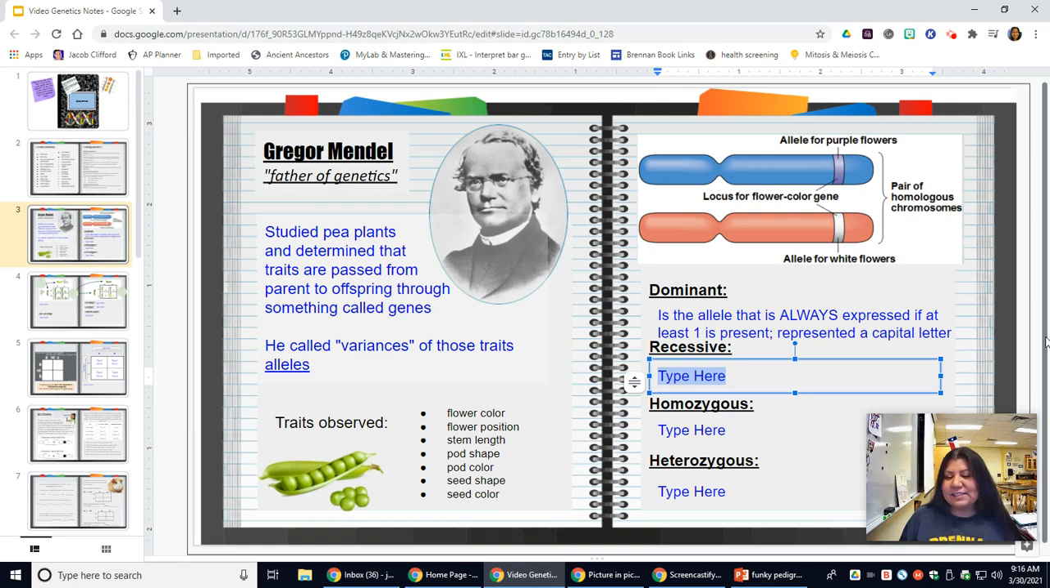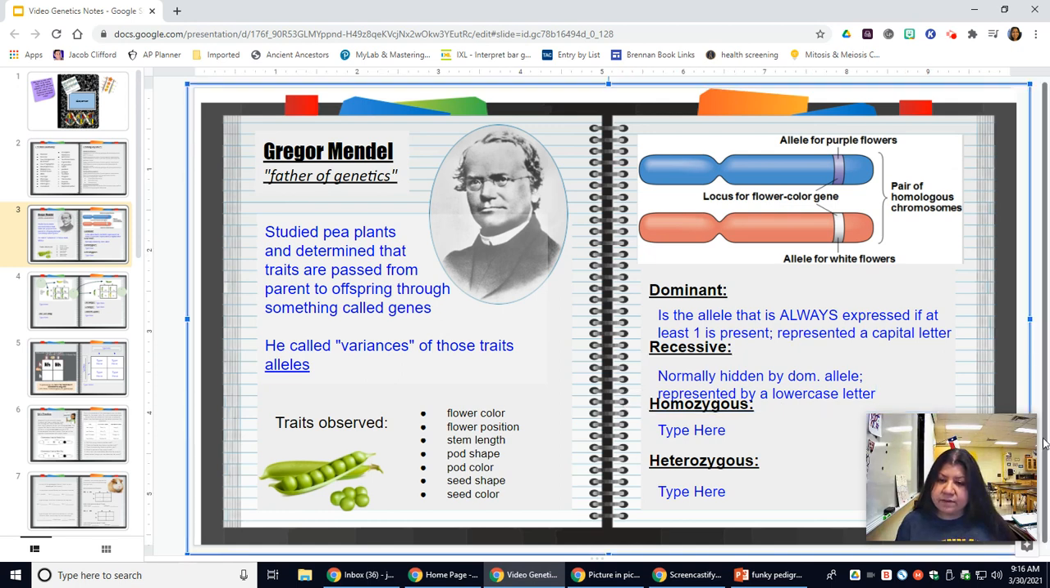Okay, all right. So my recessive allele. Okay, so the recessive allele is normally hidden by the dominant allele. So the only way you can see the recessive allele is if you have 2 of the same. Okay, so if not, the dominant allele is going to overpower it. And so this one is represented by a lowercase letter.